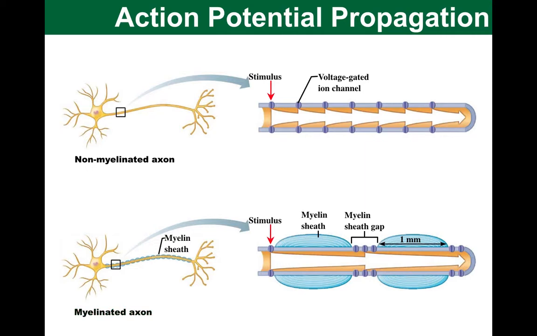I hope that this clarifies the role of myelin a little bit. Remember that in addition to speeding up the propagation of an action potential, it also provides support and insulates the structure too.